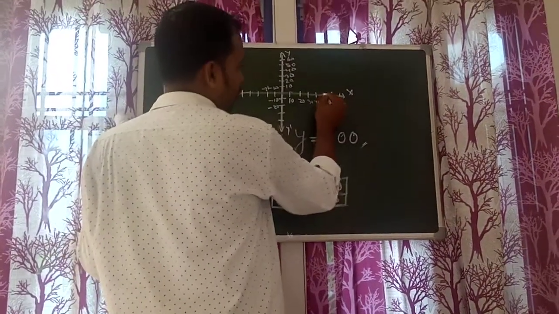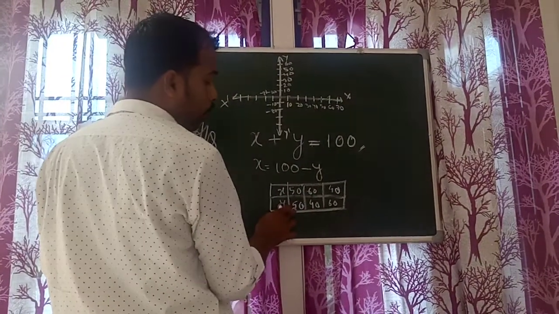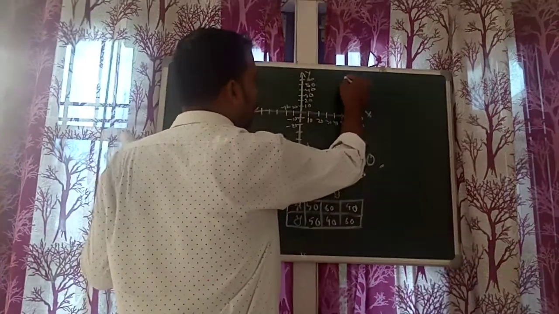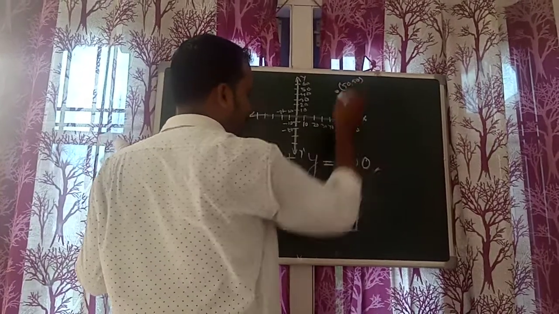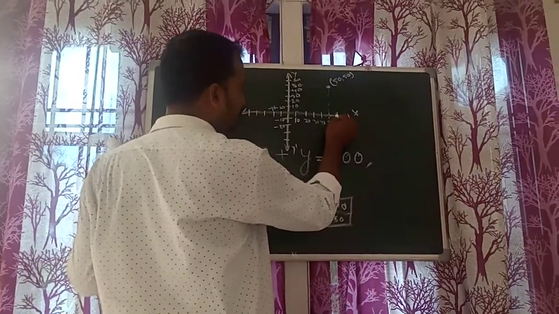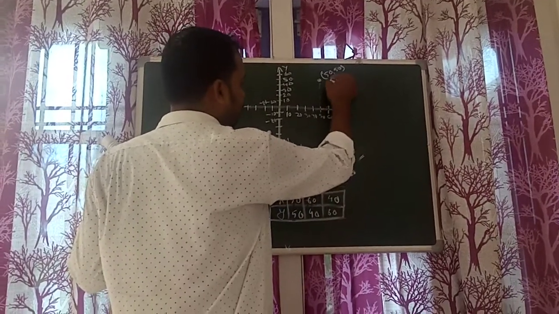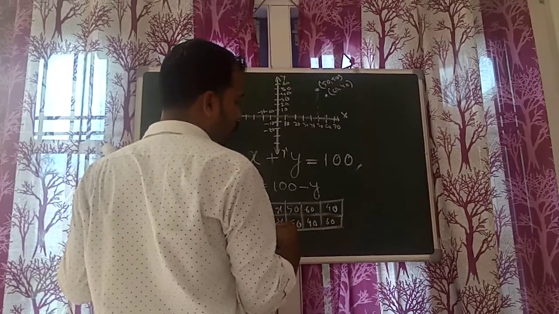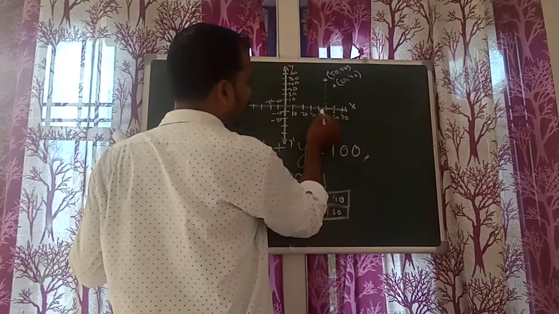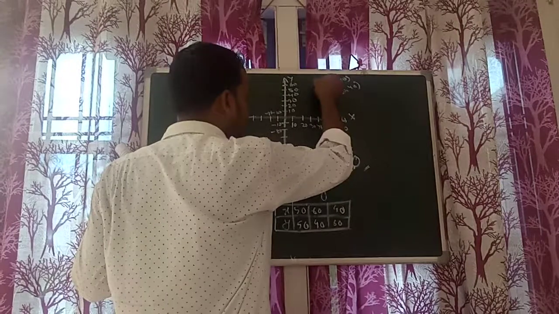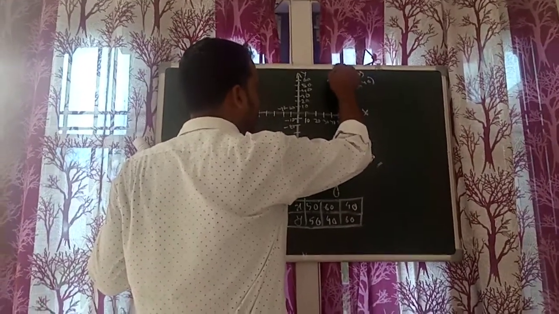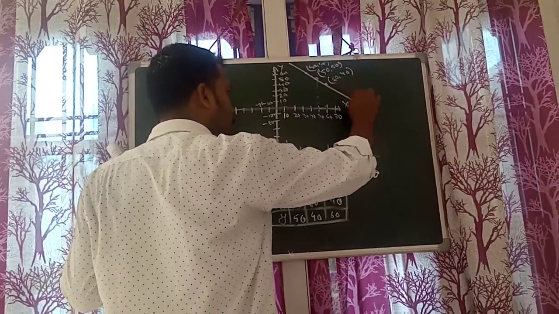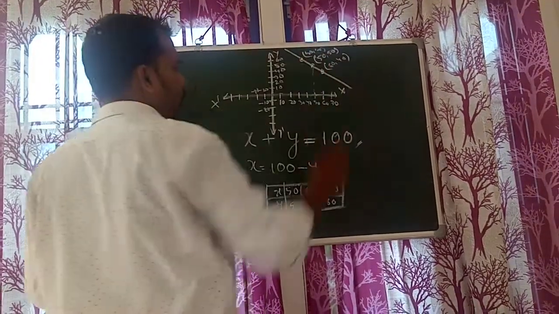Here, on this side x, the value of x is 50 and the value of y is also 50. Here this one will be 50 comma 50. Then the value of x is 60, the value of y is 40: 60 comma 40. Then the value of x is 40, y is 60: 40, 60. Then see, when you do this, you will get a line. That means your calculation is right.